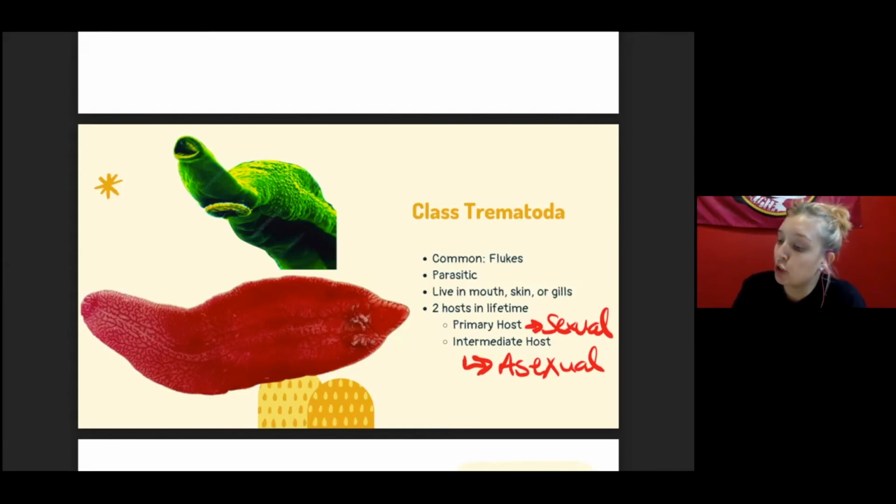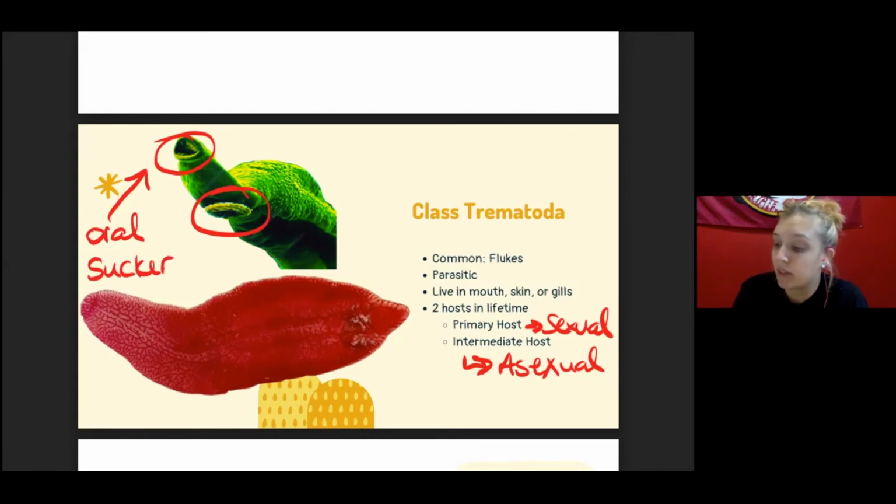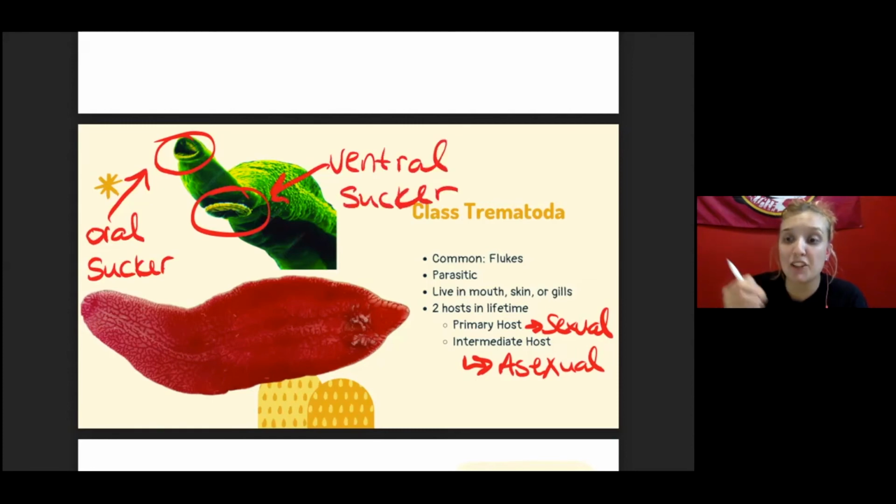They do have two suckers. So there's a sucker here and a sucker here. This one is called the oral sucker. That's how it eats. And then this one is called the ventral sucker. That's how it stays attached to its host. It latches on and then starts to eat. Again, very good at what it does.